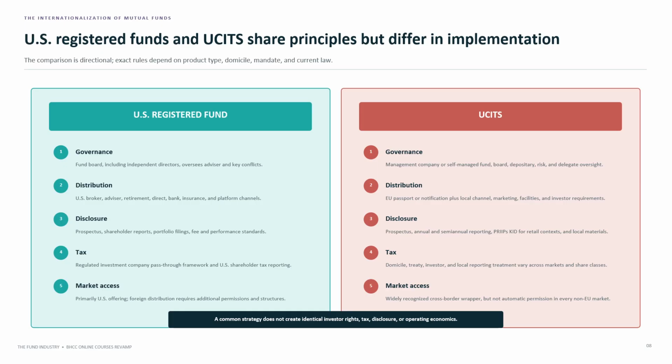Retail disclosure can include the PRIIPs KID, along with prospectus and periodic reporting. Tax depends on domicile, treaties, investor status, local reporting, and share class design. UCITS is widely recognized, but it is not automatic permission in every non-EU market. The same portfolio strategy can therefore produce different investor rights, documents, tax outcomes, service obligations, and economics.